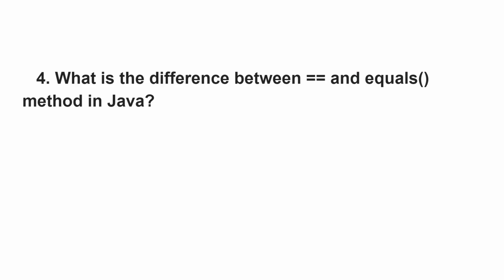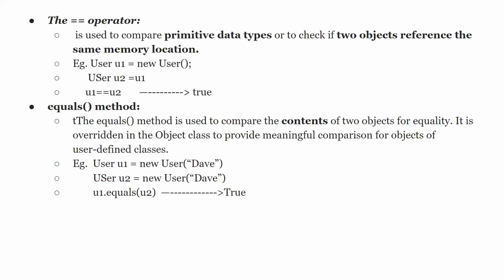What is the difference between the double equal operator and the equals method in Java? These two things are also the most asked questions, right? So what's the difference between the double equal operator, or double assignment operator, and the equals method in Java? Okay, let's see the answer.